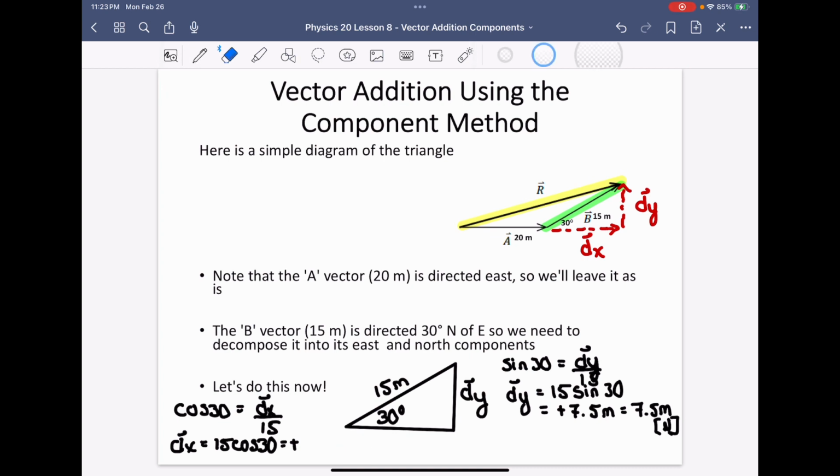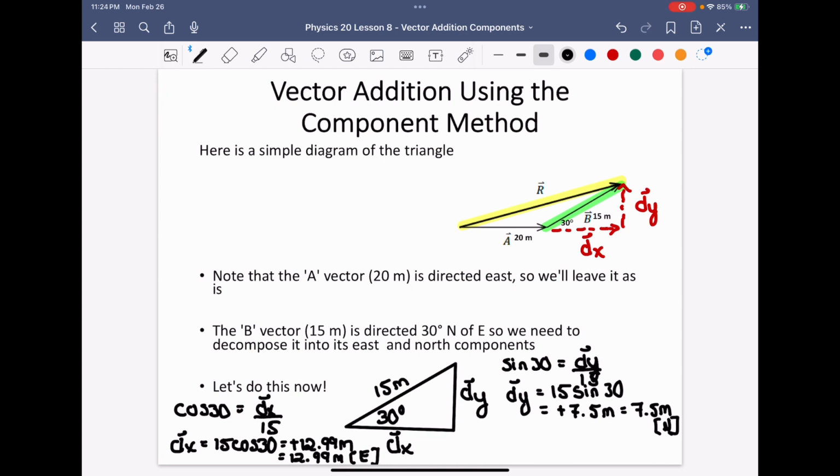And so I'm just going to move that dx over just slightly because we can indicate that it's here. So this is positive 12.99 meters. And again, how else could you answer this? You could say it is 12.99 meters in the east direction. That would also be totally fine for this type of problem here, 12.99 in the east direction.